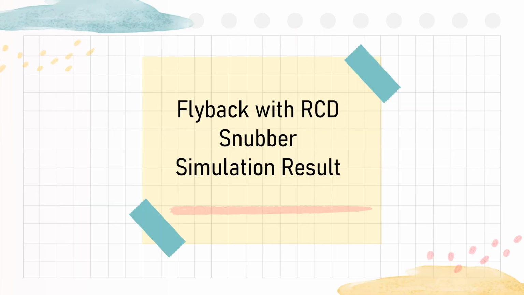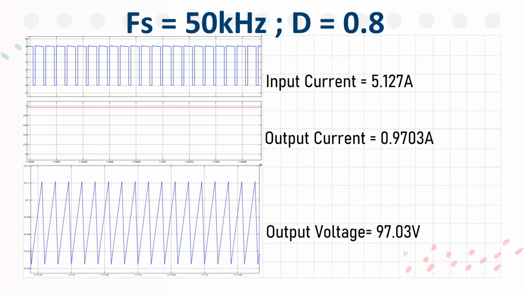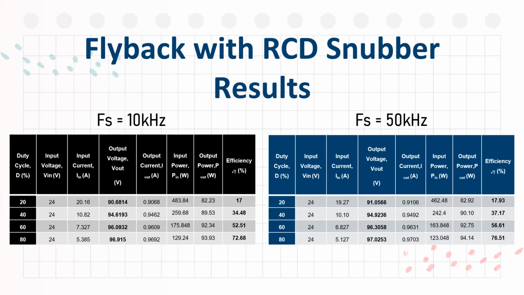Next, flyback with RCD snubber simulation result. This is the simulation that has been constructed in MATLAB. And this is the output waveform that has been obtained from the simulation. This is the flyback with RCD snubber result. On the left side, when the switching frequency is 10 kHz, and on the right side, when the switching frequency is 50 kHz.